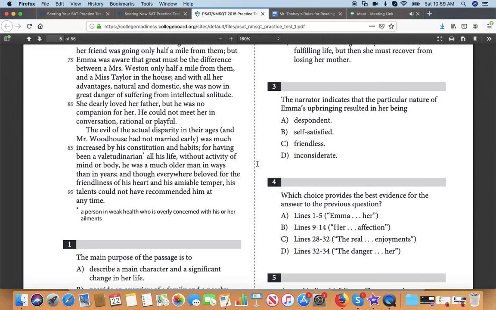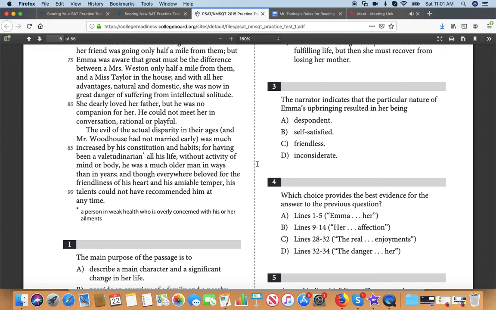So we have some answer choices here. Go to answer choice A. Despondent. You know what despondent means? I do not know what that means. You have to know what words mean. Go ahead and look it up. Despondent definition. In low spirits from loss of hope or courage.